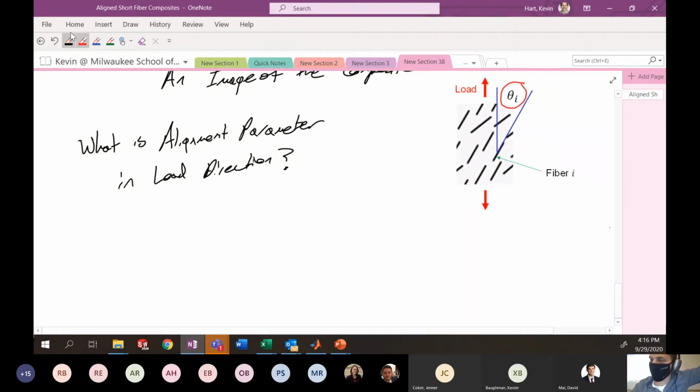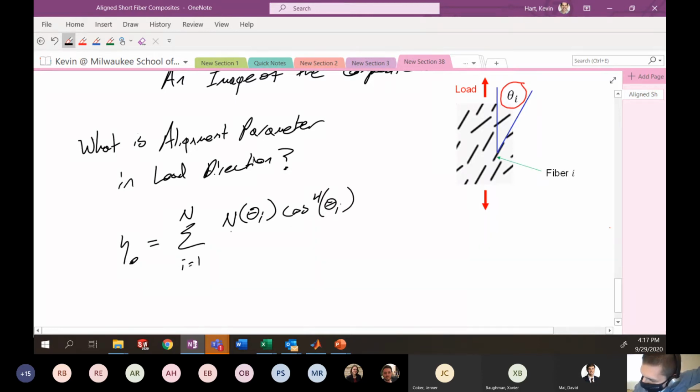There are a few models that do this, but the one that is most commonly accepted is this alignment parameter. A to 0 is the summation from i equals 1 to n. So we're going to count n individual fibers, the number of fibers that happen to be at the angle theta i, times the cosine to the 4th power of that particular angle, divided by the total number of fibers that you have.